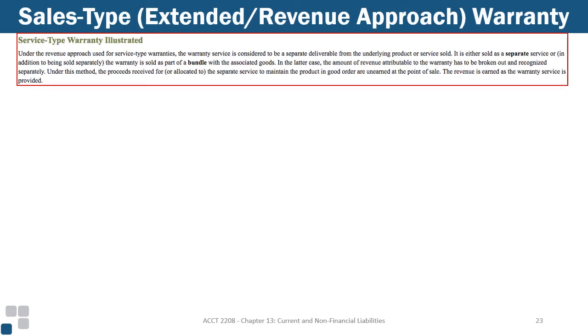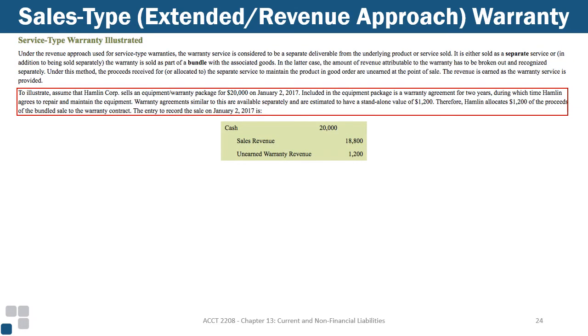Okay, so now we'll get into a service type warranty, which basically is where the warranty is separate. So it's sold as a separate service or an extended warranty. Hamlin Corp sells an equipment package for $20,000, and included is a standard warranty for 2 years. During that 2-year standard warranty period, Hamlin agrees to repair and maintain the equipment. Then there's an option for the buyer to purchase an additional warranty that has a standalone value of $1,200. So Hamlin allocates $1,200 of the proceeds of the bundle to the warranty contract.